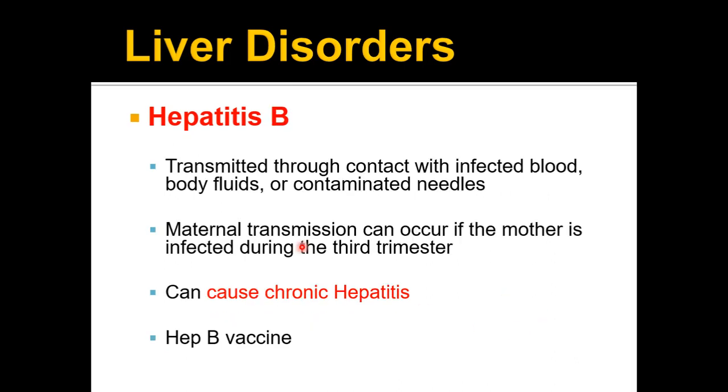Hepatitis B, on the other hand, is transmitted through body fluids. So that's why it used to be called serum hepatitis. And as far as healthcare workers go, getting contacted with another person who has hepatitis B, contact with their blood, their body fluids, or even a contaminated needle, that's how Hep B is spread. We can also see maternal transmission. If the mom is infected during the third trimester, that virus can then infect that new baby. Hep B, it can cause chronic hepatitis. Doesn't always, but it can.